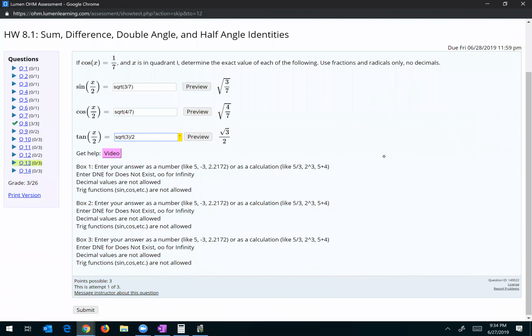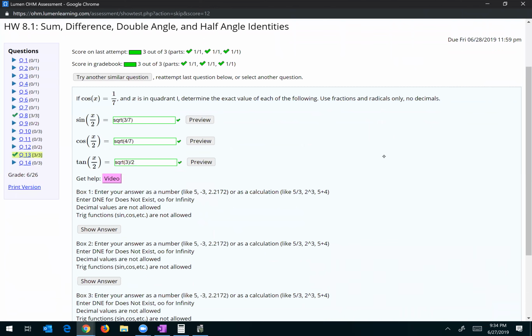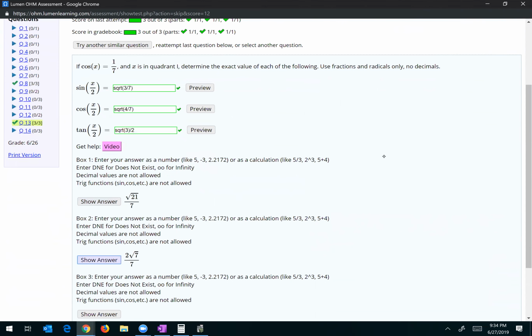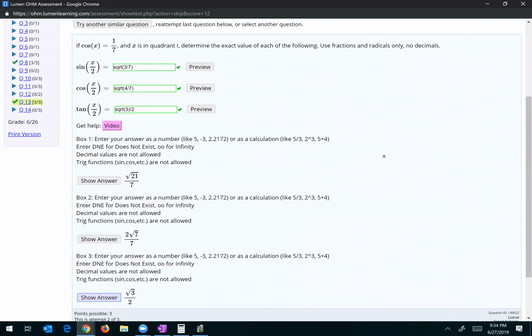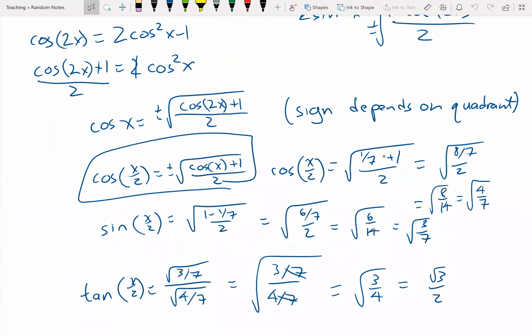All right, and that should give us correct answers. There we go. And again, the shown answers are going to have the denominator rationalized: square root of 21 over 7, 2 square root of 7 over 7. Well, square root of 3 over 2 was already rationalized. So again, here were our formulas. Here's the cosine half angle formula, which is the square root of 1 plus cosine over 2, and the sine half angle formula is the square root of 1 minus cosine over 2. So lots of formulas, but they're all related.